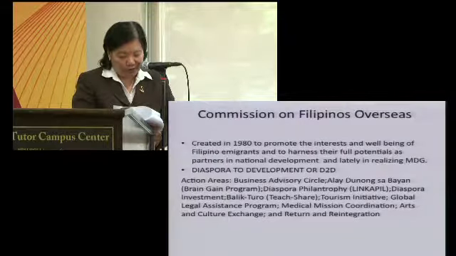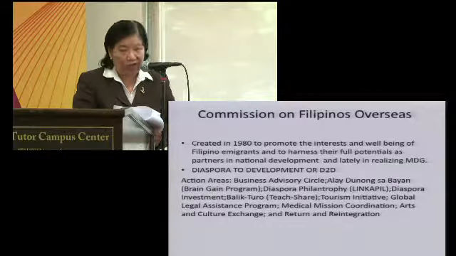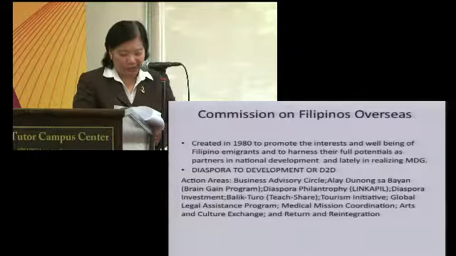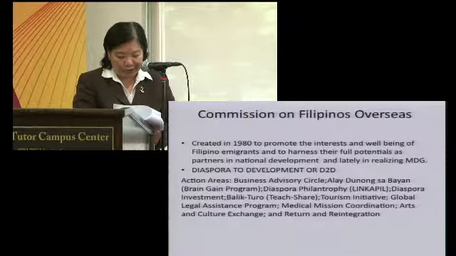The Teach, Share, or Balik Turo entices the return to the Philippines of overseas Filipino academics and professionals to teach and work with the academe in strengthening academic programs of partner schools. The Tourism Initiative supports the drive for Balikbayan, that means returning overseas Filipinos, tourism by encouraging migrant investments in small tourism enterprises like local bed and breakfast and other tourism-related services, such as health and wellness service. The Global Legal Assistance Program mobilizes support of overseas and local Filipino lawyers and legal experts to provide legal assistance and advice to overseas Filipinos in distress.